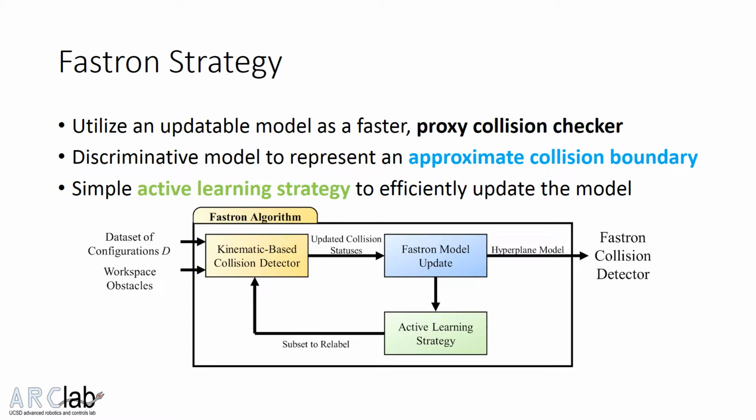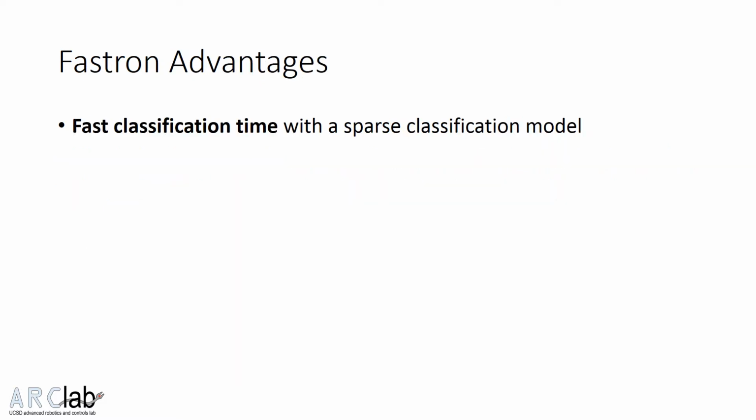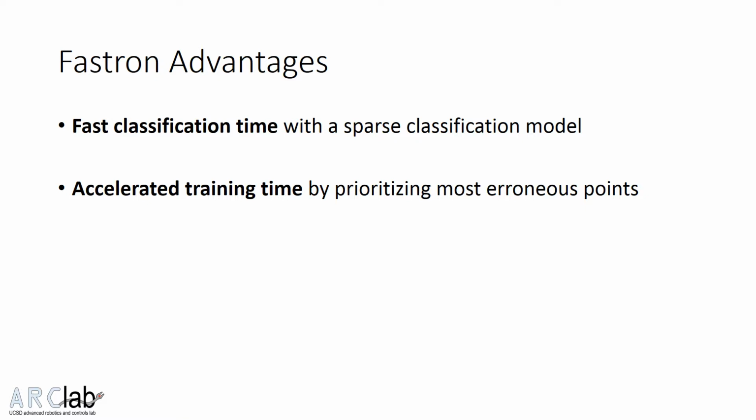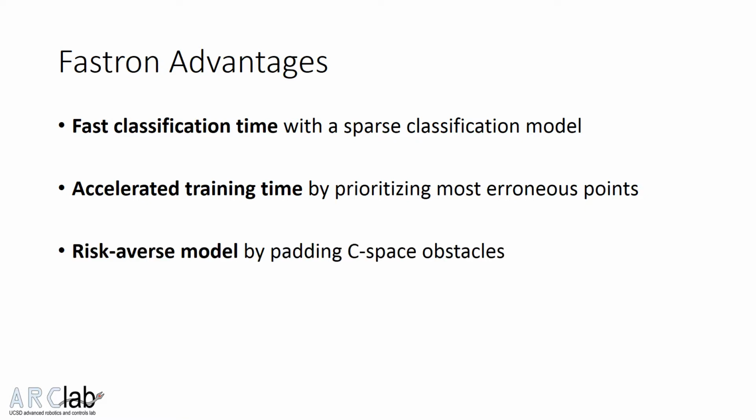a proxy collision checker. The Fastron algorithm uses a discriminative model to represent the boundary of the C-space obstacle. The model is repeatedly and efficiently updated using information gathered from a simple active learning strategy. The advantages of the Fastron algorithm are its classification time is fast due to its sparse classification model, its training time is accelerated by fixing the most erroneous points first, and it provides a risk-averse model by padding C-space obstacles.